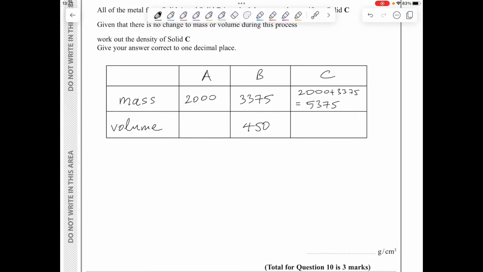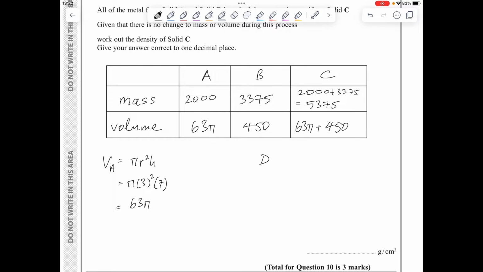450. I'm not given the volume of solid A, but I'm given that it is a cylinder, and the volume of a cylinder is pi r squared h. Therefore, pi times 3 squared times 7. This will come out to be 63 pi. Let's transfer this on the table. Therefore, the volume of solid C is 63 pi plus 450.